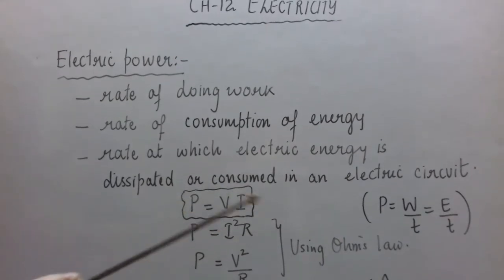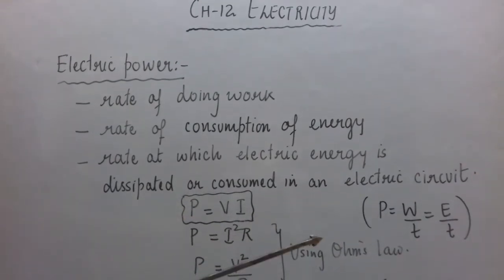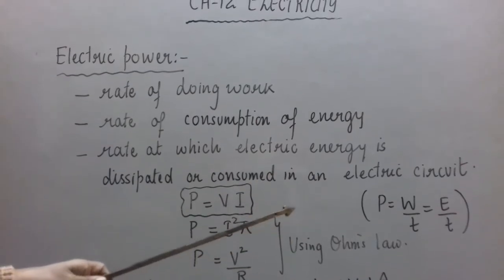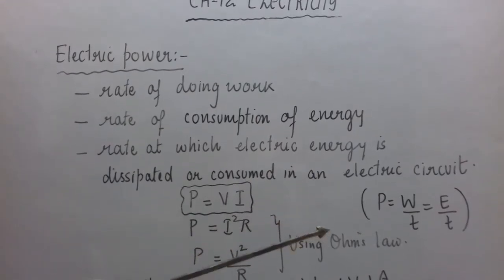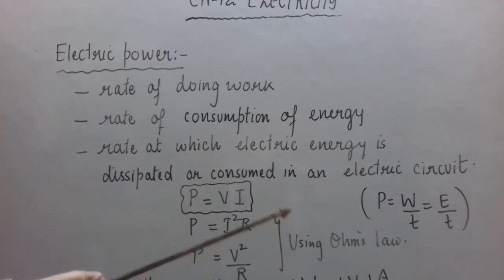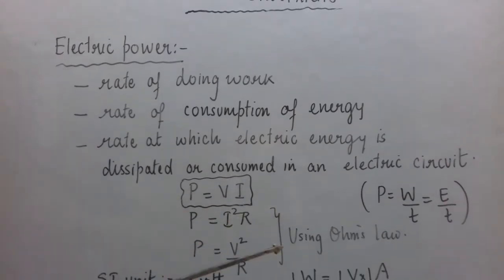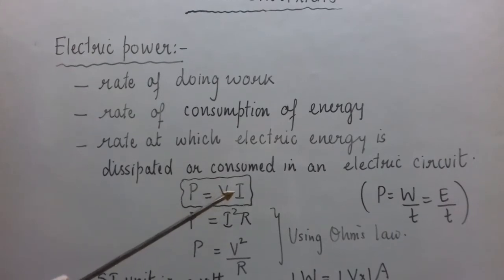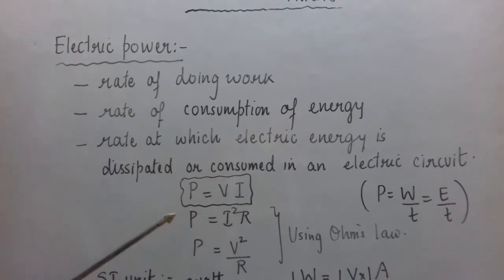Otherwise, the general expression we know, power is work done in unit time, energy consumed in unit time. So we have the basic formula, P is W upon T and E upon T. That also you should remember. Now using Ohm's law, by substituting for V and then for I, we can write the expression for P as Ohm's law.